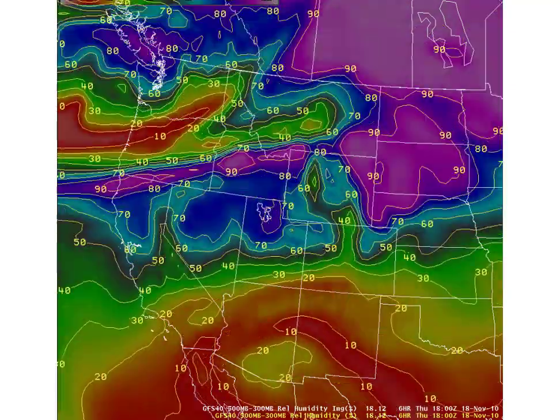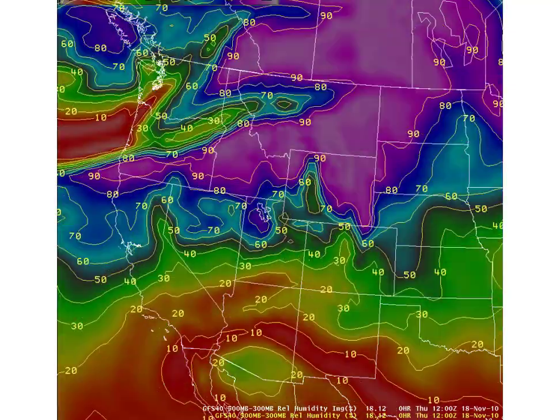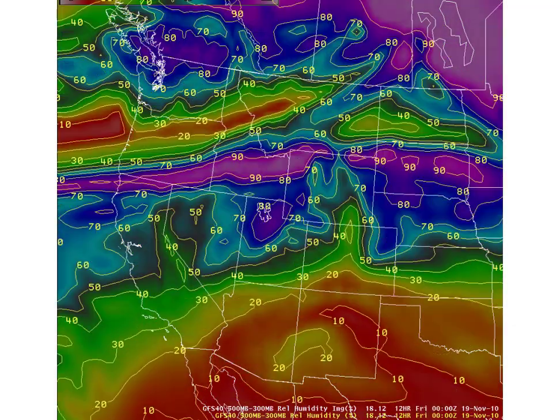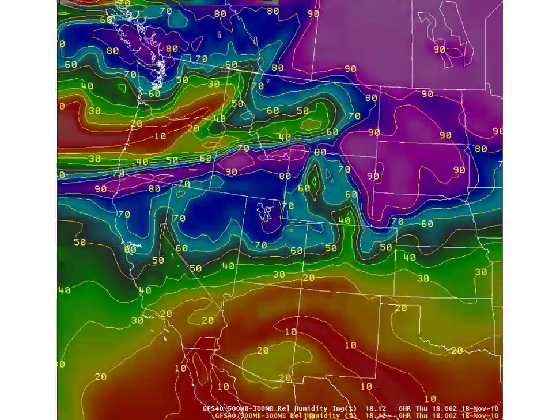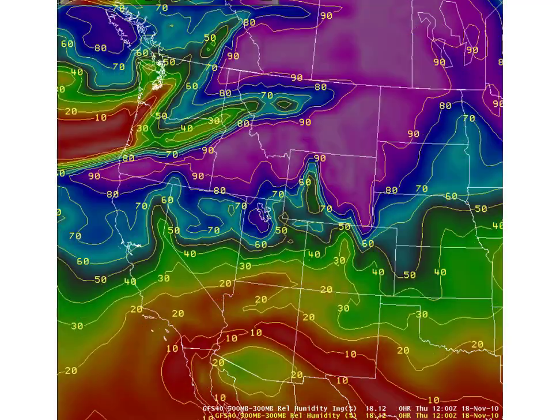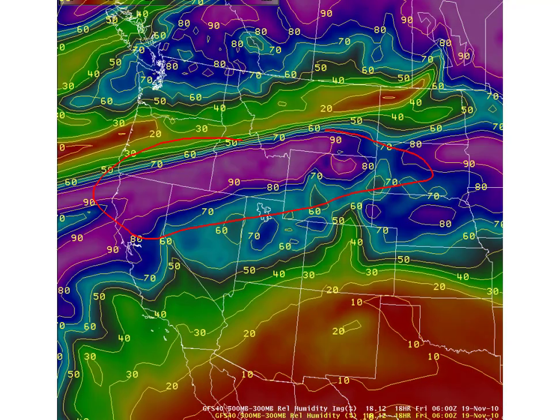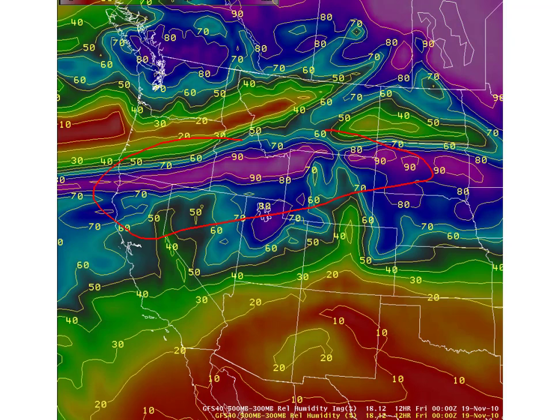Now we switch to a different case. This is for November 18th, 2010. And we'll start with the traditional approach of analyzing model output for orographic cirrus potential by looking at GFS 300 to 500 millibar layer relative humidity. And you can see the general trend is for this increasing relative humidity from Northern California over to Wyoming.